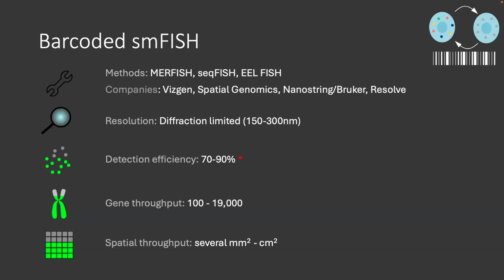The gene throughput is very good, from a couple hundred, which is generally used, and it's now proven to be theoretically possible to do the whole human transcriptome. When the commercial platforms will reach there, we still have to see. The spatial throughput is a bit limited. These methods require very high magnification imaging, which means that the field of view of a single image is very small. So to cover a large area, you need to do a lot of imaging. In general, it's a few square millimeters to maybe a square centimeter, or maybe soon a few square centimeters.